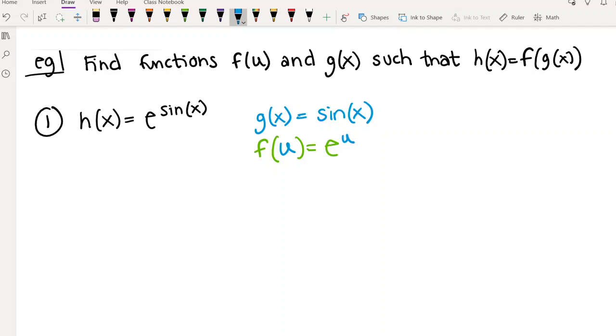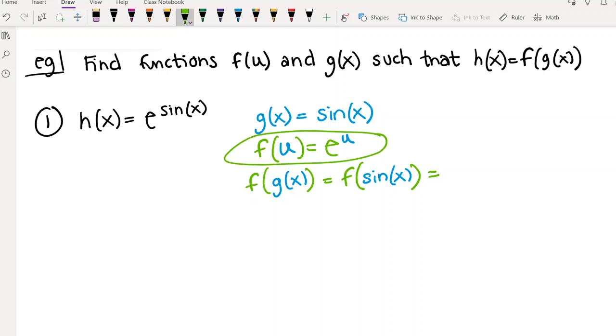So let's see what we would get if we were to compose these together. So f of g of x would be equal to f of sine of x, right? I'm just going to put in what we said our inside function was. And then what do you get if you plug in sine of x into our function f? Well, you would get e to the sine of x, and that's exactly what we started with.